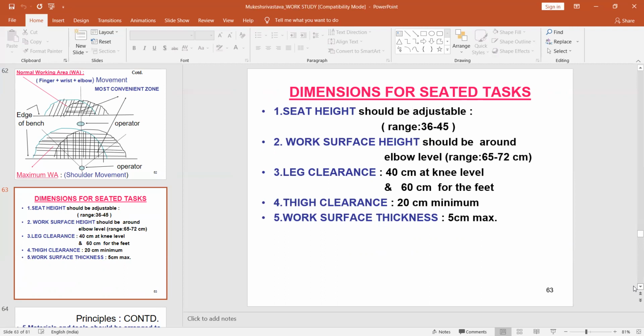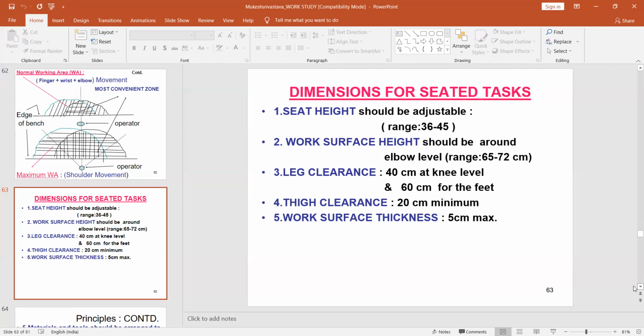Leg clearance, that means when you sit on a specific seat, leg clearance should be 40 centimeters at knee level and 60 centimeters for the feet, means अंदर की तरफ कितना foot space बन रहा है आपका.